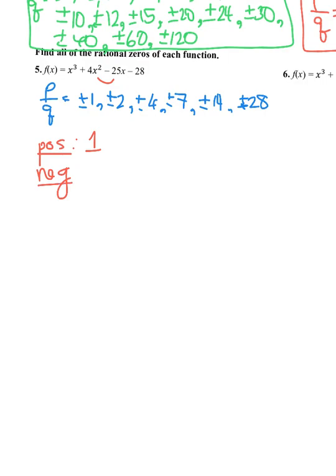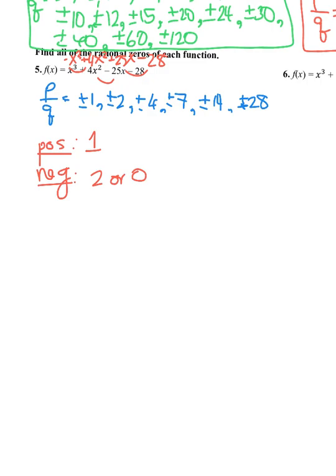For negatives, I'm going to plug in negative x into my function. So I'm going to have negative x cubed plus 4x squared plus 25x minus 28. So here we see one sign change here, one sign change there. So that means I'll have either 2 or 0 negative roots.